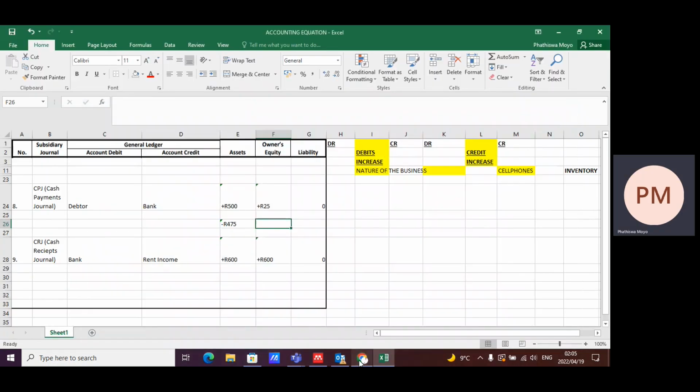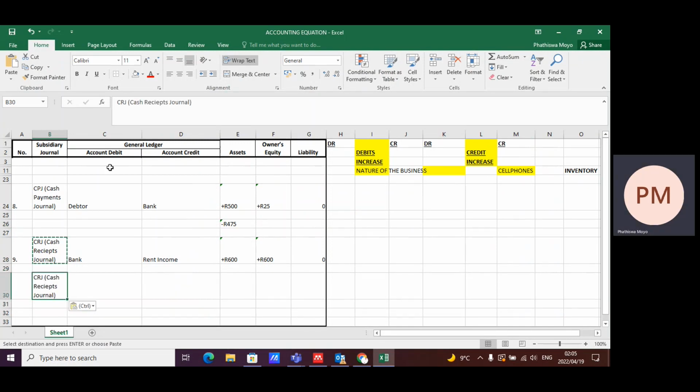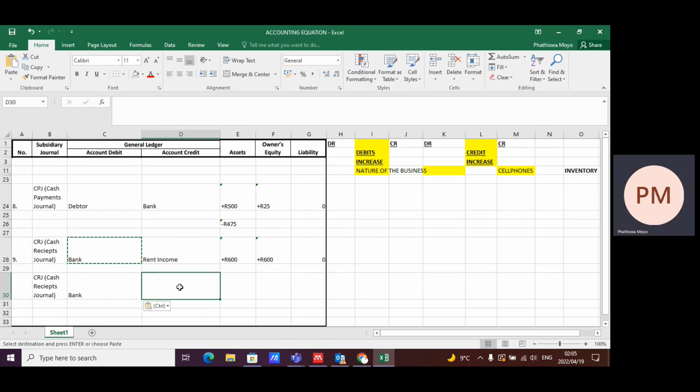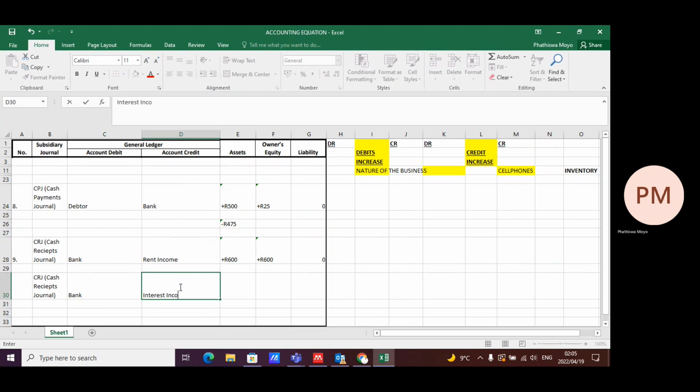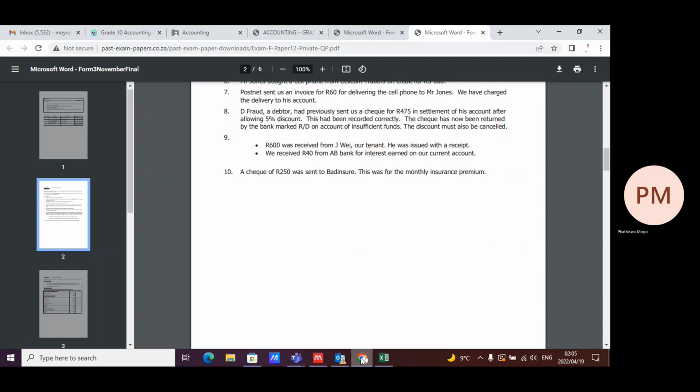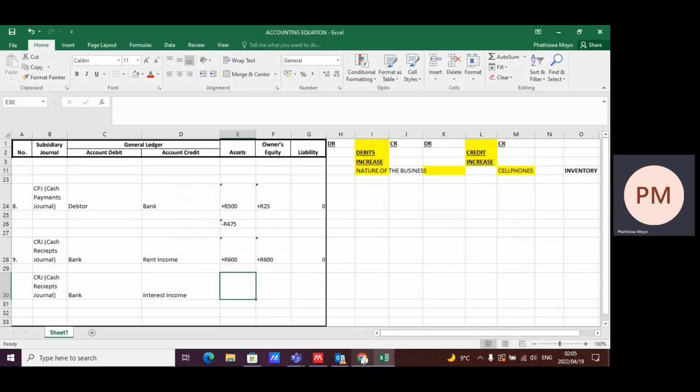Interest from the current account. So we would use CRJ and its bank. We've got interest income, which is 40 rand.